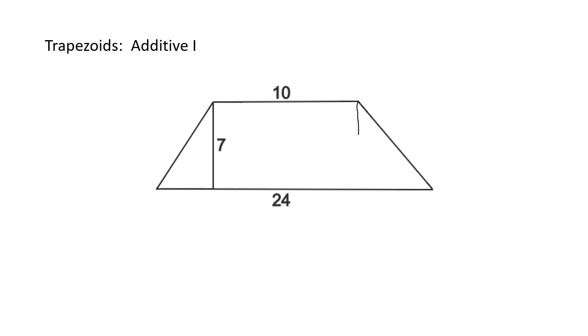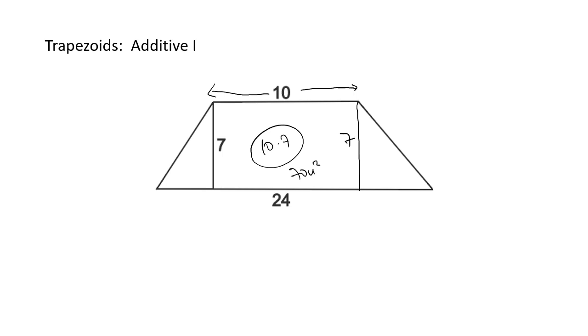So I could drop this line down here, and so now I've got this rectangle which is 10 by 7. So I've got this rectangle here, which is 10 by 7. And so I know that's going to be 70 square units.